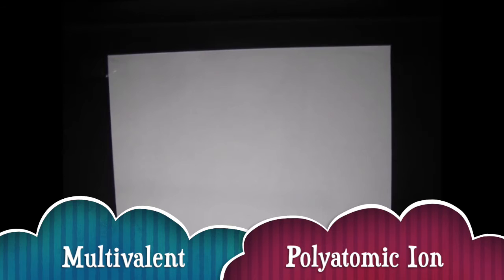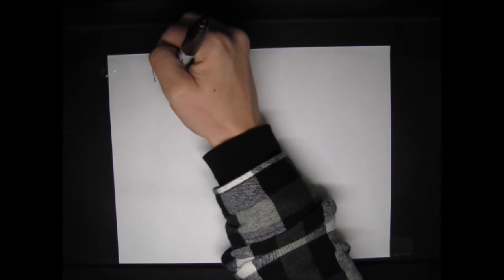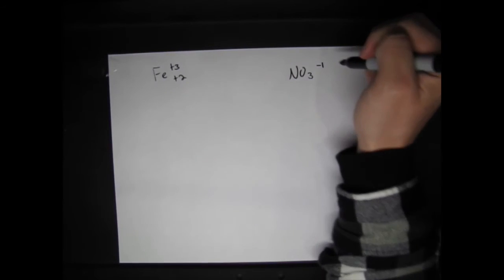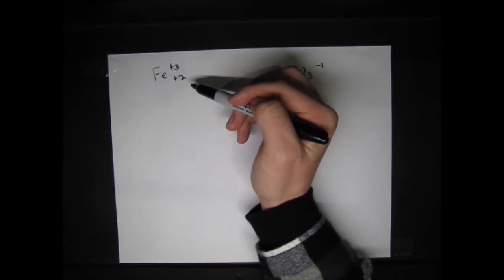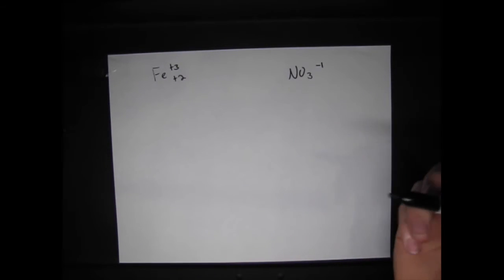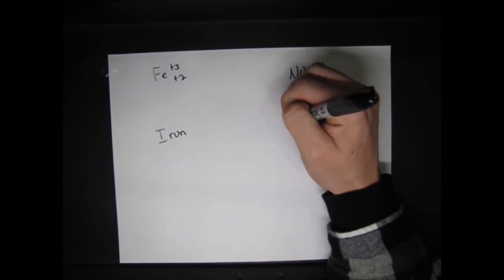So for naming our multivalent polyatomic ion, we will be using our multivalent metal, which will be iron, which has a charge of +3 and +2. And we will be using our polyatomic ion, which is nitrate, which is simply NO3 with a charge of -1. Like before, I will be using both charges +2 and +3 to show you how it is named. So naming is a lot easier than writing, of course. So we will be writing out the name, iron, and nitrate.